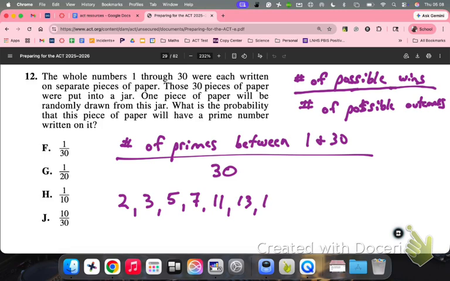16 is even. 17 is prime. 18 is even. 19 is prime. 20 is even. 21 is divisible by 3 and 7. 22 is even. 23 is prime. 24 is even. 25 is divisible by 5. 26 is even. 27 is divisible by 3, a whole bunch of times. 28 is even. 29 is prime.